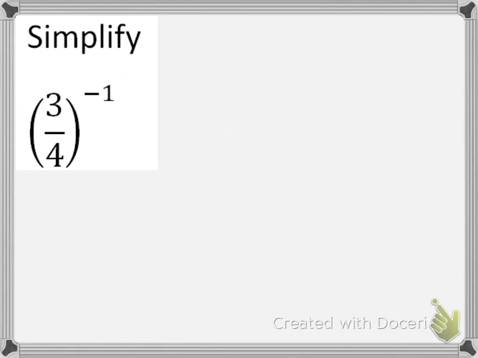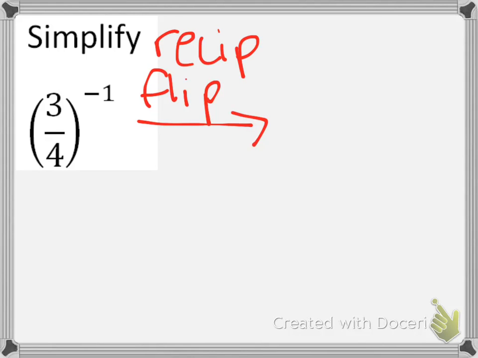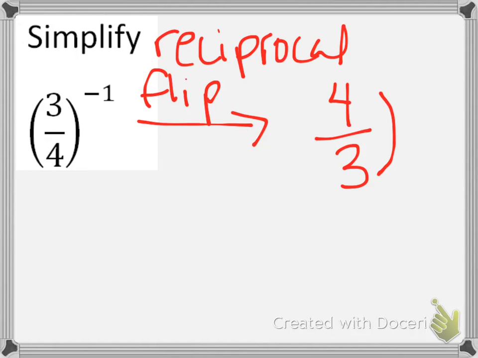So let's take a look at this example here. We have 3 over 4 raised to the negative 1st power. I have a negative exponent. Again, all I have to use is the reciprocal, meaning flip it. So instead of it being 3 over 4, all it's going to be is 4 over 3. And you could write it as a positive first power, but we know that in math, anything raised to the first power is just itself. So it's just 4 over 3.